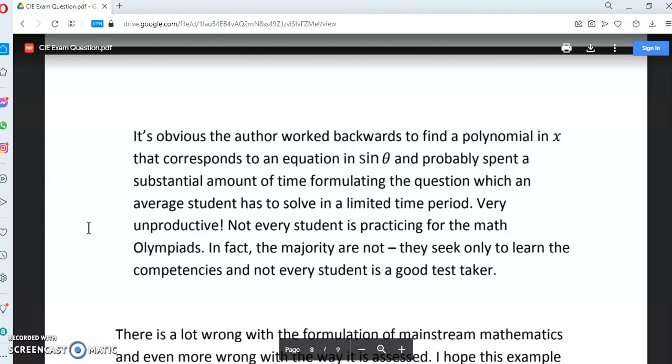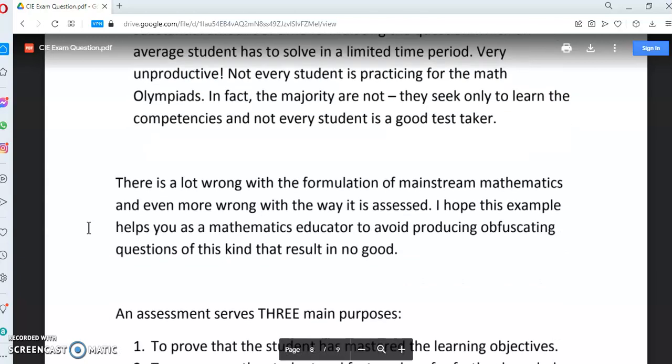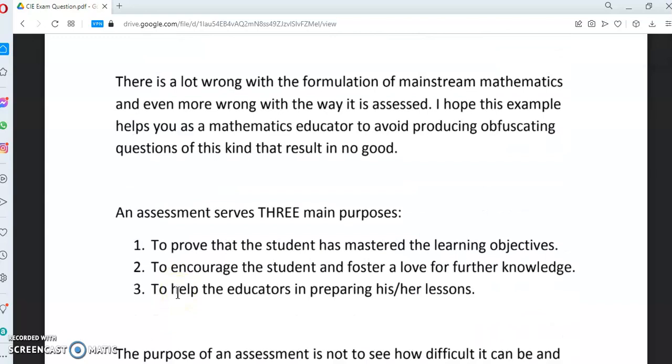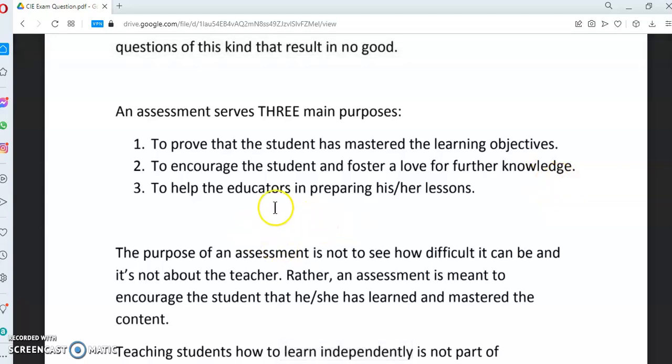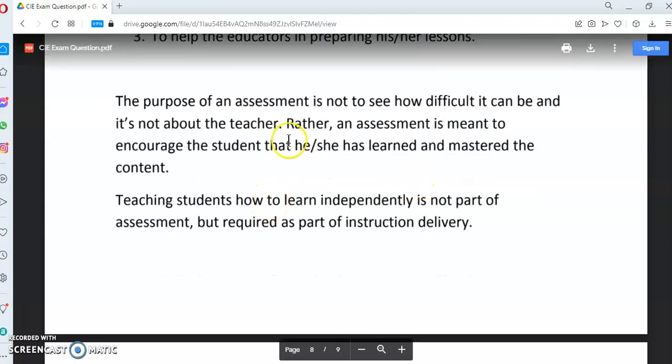And one final thing, not every student is practicing for the Math Olympiads. So the majority are not, and they seek only to learn the competencies and not necessarily to be a good test taker, okay? So now, there are three main purposes for assessment: to prove that the student has mastered the learning objectives, to encourage the student and foster a love for further knowledge, and to help the educators in preparing their lessons, okay? It's not to see how difficult it can be, and it's not about the teacher.